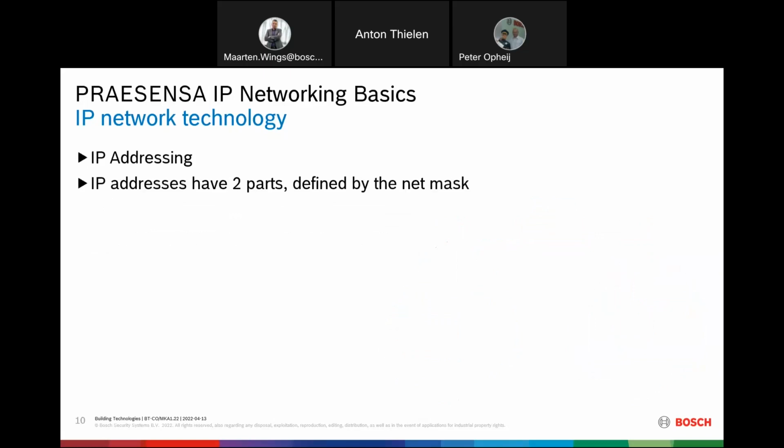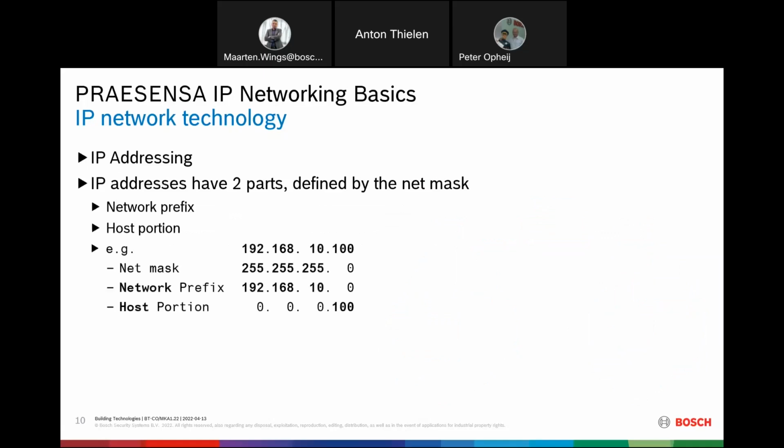Yeah, a short part on IP addressing. It means that IP addresses have two parts defined by the net mask. So you have a network prefix and a host portion. For example, here, this is 192.168.10.100. You have a net mask with 24 ones, /24, of 255.255.255.0.